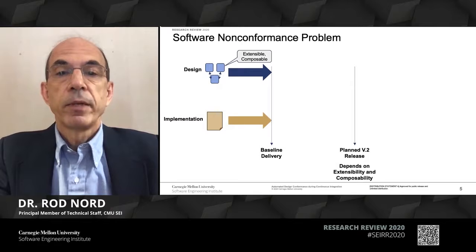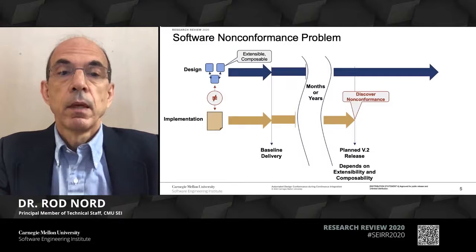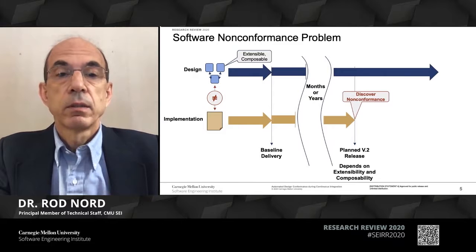Then we develop an implementation of the design, and the implementation satisfies the functional requirements, but the implementation really doesn't conform to the design. It's not extensible or composable. We don't see that in the baseline release. You can't test for that. Months or years pass, and we start work on the version 2 release. At this point, we discover that the implementation is different from the design we thought we acquired. This is a problem that nobody wants to talk about.